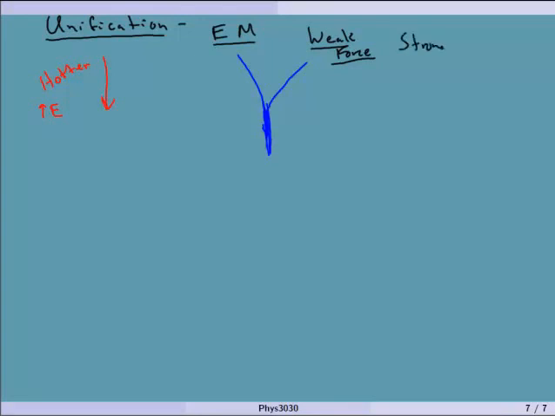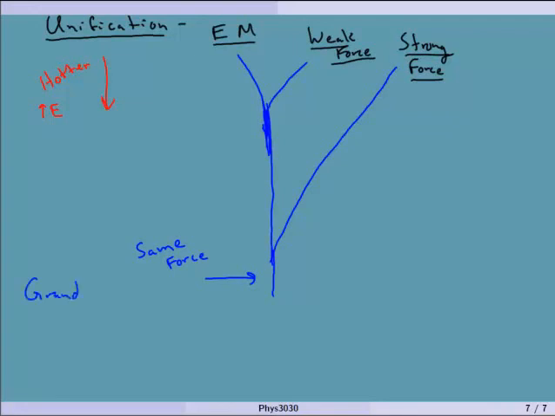And if I consider the strong force in here as well, as I get even hotter, so way down here, all of these would look like the same force. And this is called a grand unified theory. Now, let me give you a little history here. We don't have a grand unified theory yet. But we do have something called an electroweak theory.